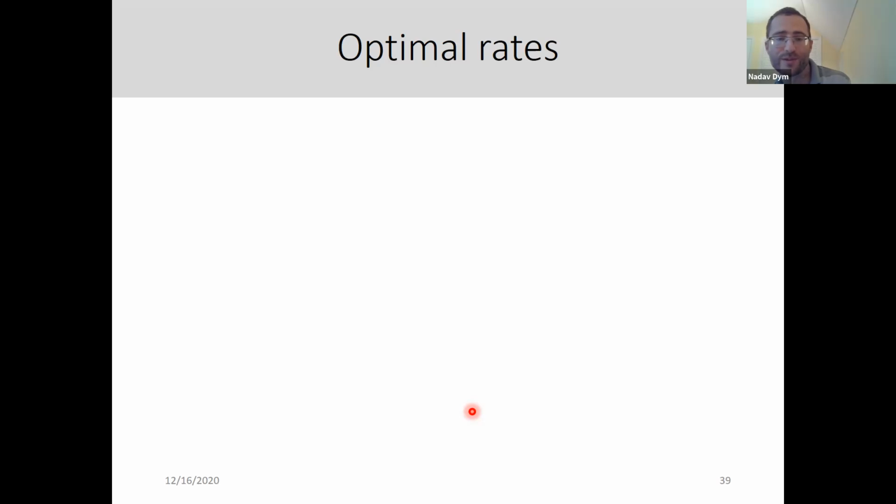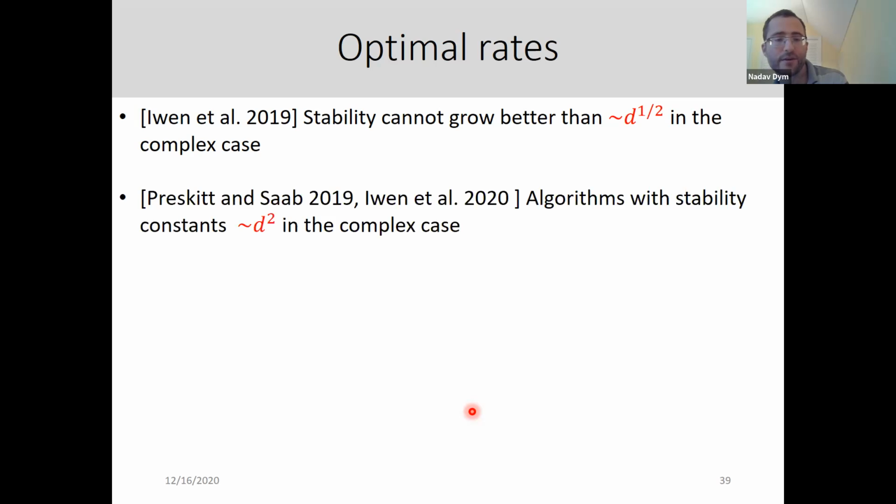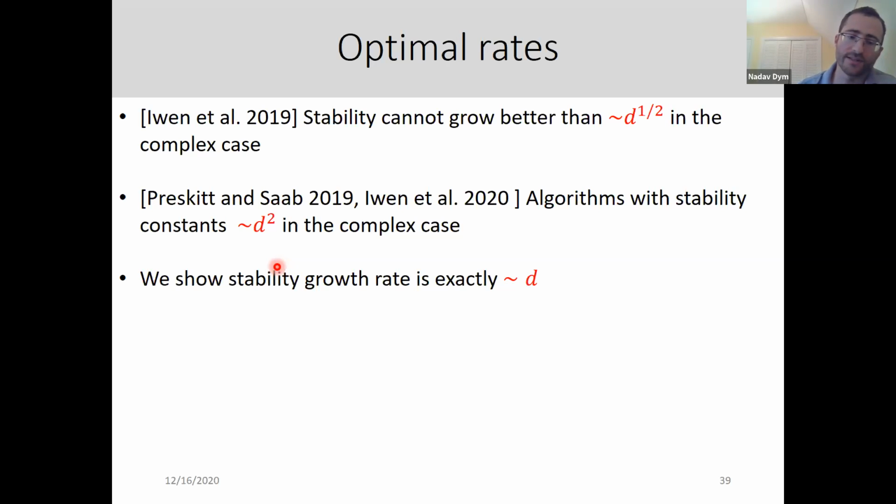And there were results for this model which showed that the stability constant cannot grow better than D to the half on the one hand. And on the other hand, there are algorithms which show stability constants which grow like D squared. Stability is not exactly like in our definition, but it's very related. It's saying, if you add noise of size n, then the error will grow like D squared times n. And what we show here is that the stability growth rate is exactly D.